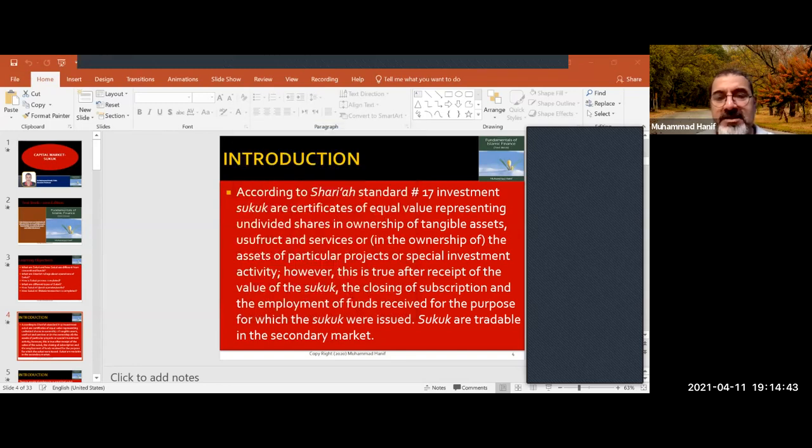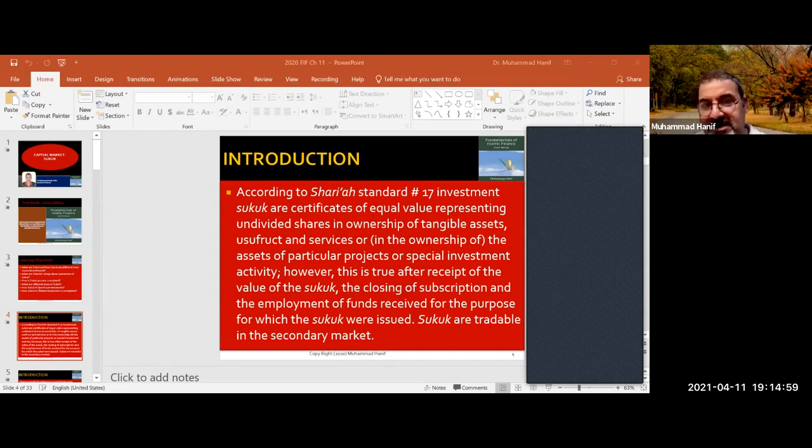According to Sharia standard number 17, investment Sukuk are certificates of equal value representing undivided shares in ownership of tangible assets, or usufruct, or services, or in the ownership of the assets of a particular project or special investment activity. So you can have multiple types of Sukuk. However, this is true after receipt of the value of the Sukuk, the closing of subscription, and the employment of funds received for the purpose for which the Sukuk were issued. Sukuk are tradable in the secondary market.